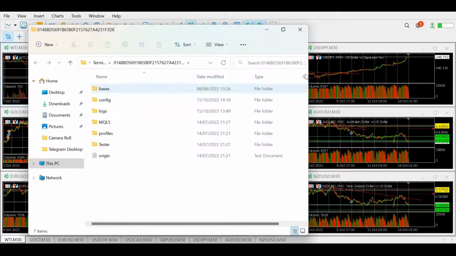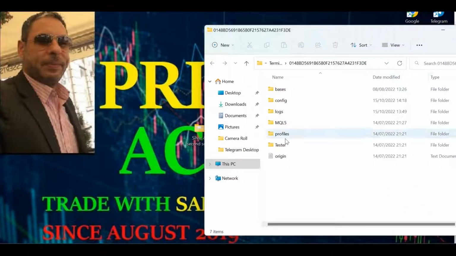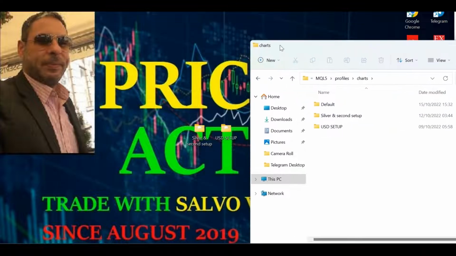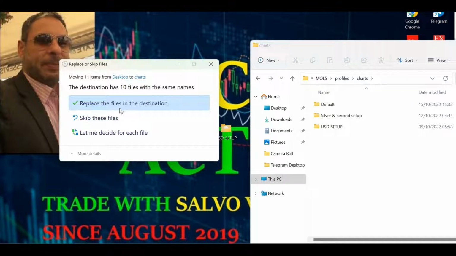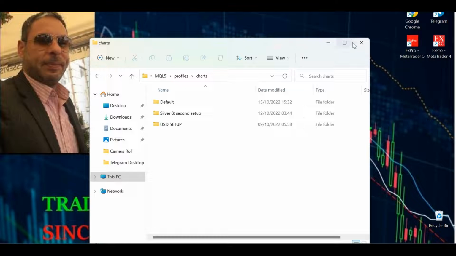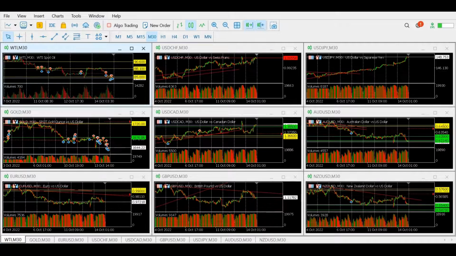Once the folder opens up, you can minimize the application, and you need to simply click on MQL5, Profiles, Charts. As you can see, my profiles are already in, but it's as simple as clicking and dragging them inside the folder. As soon as they are in, you can close your MetaTrader.